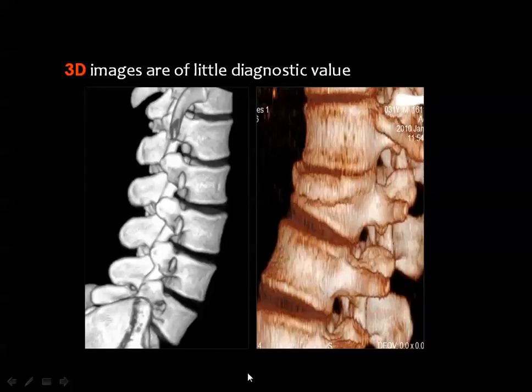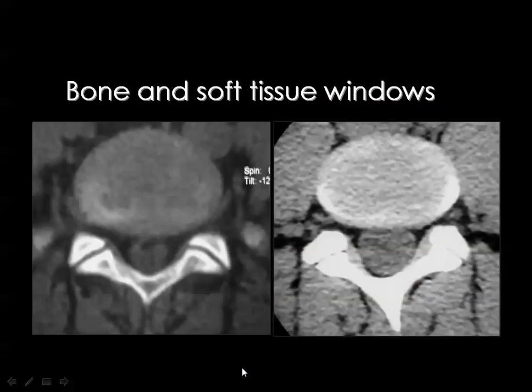But I believe that the 3D images anywhere in the body are of little value in the diagnosis, whether they are projected in color or without color. And these are the spinal images or scans, which should be obtained in the soft tissue window setting as well as in the bone window setting.